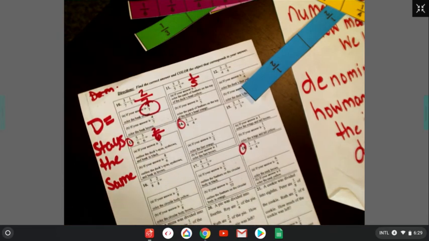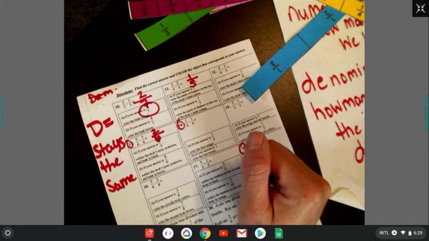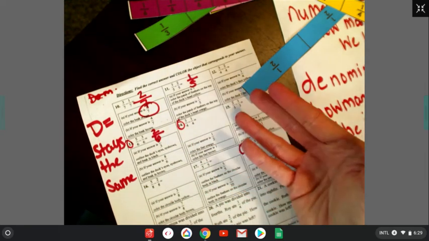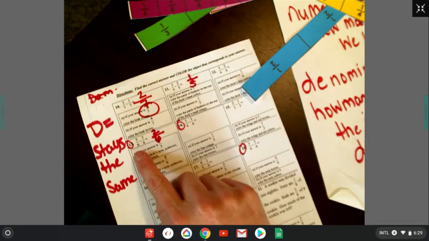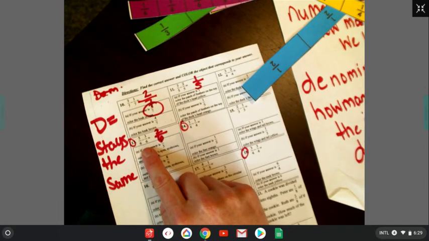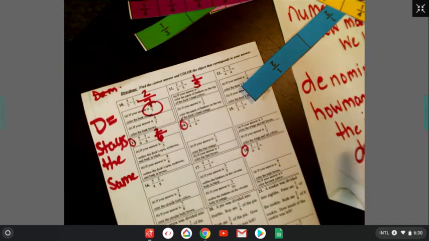But you get over here to number 13. You have 5/6 minus 3/6. My denominator is going to stay the same. My numerator, I'm going to subtract. 5 minus 3 is 2, so I have 2/6. But these are both even numbers, and I can reduce that fraction.